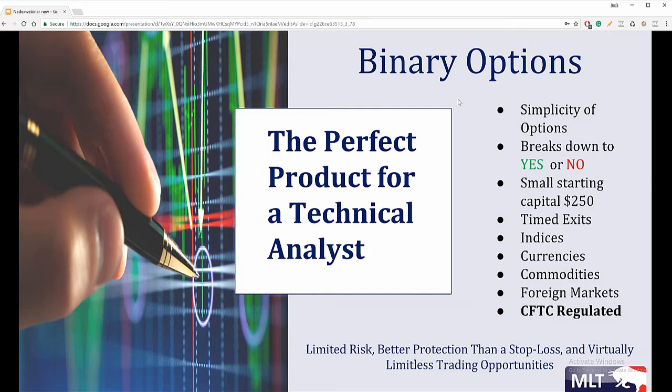And then most importantly, it is CFTC regulated. This is not some random broker out of Cyprus, which you definitely want to stay away from, those that I find to be very dishonest brokerage firms that are not regulated under a U.S. government body. There's limited risk, better protection than a stop loss, and virtually limitless trading opportunities.